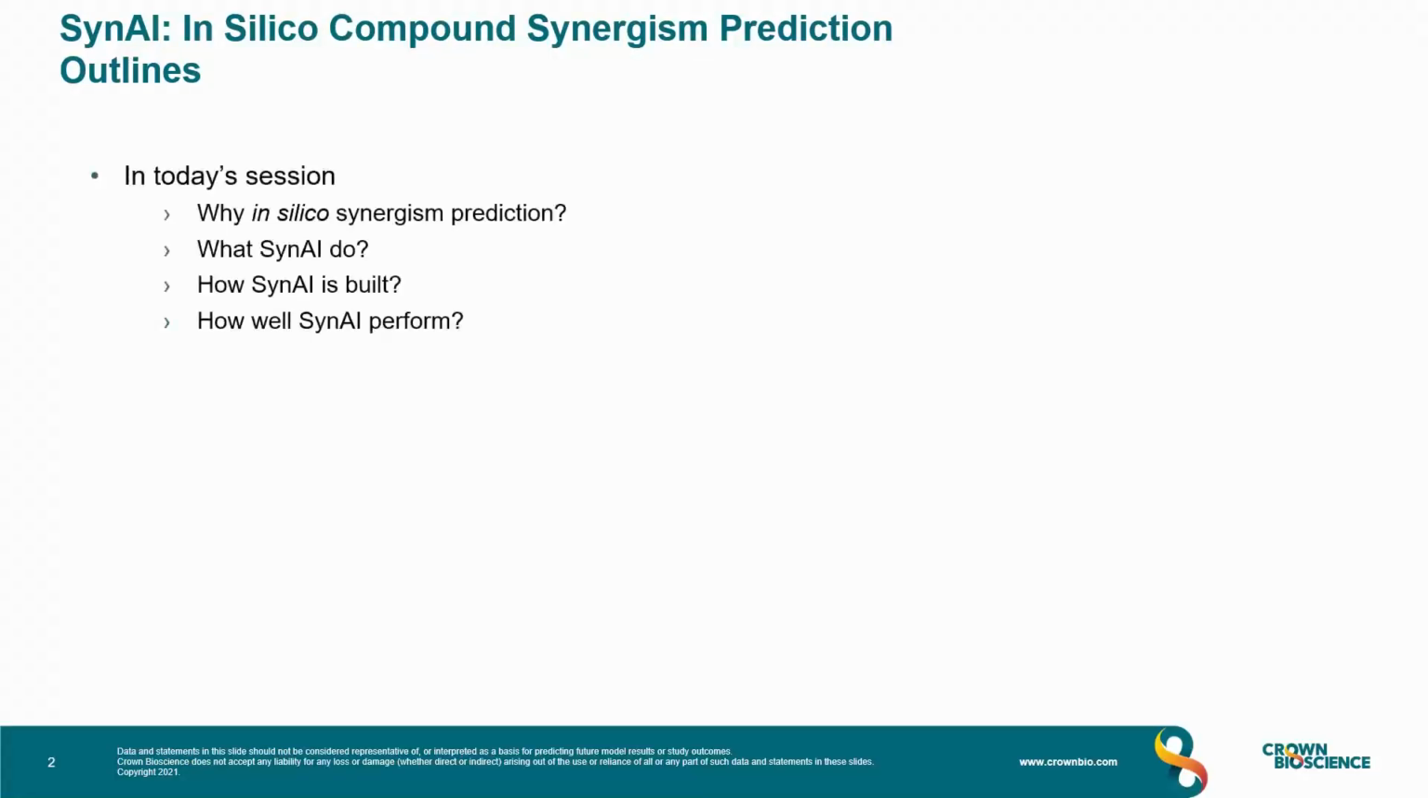Today's session is divided into 4 parts, which answer the following questions. Why is in silico synergism prediction of interest in the first place? What can our SynAI platform do for our customers? We will go further into the technical details on how SynAI is built and how well SynAI actually performs. In the following sections, we will provide the answers to all those questions.